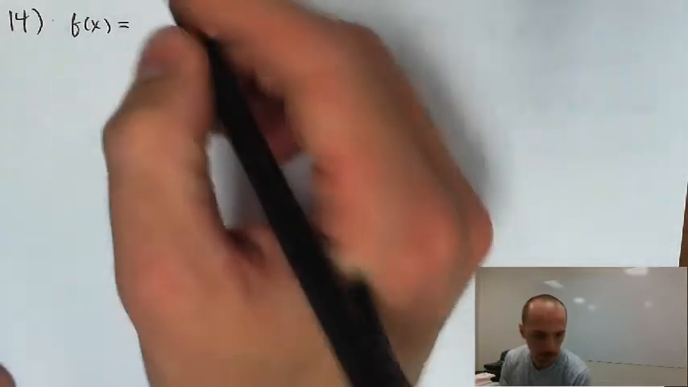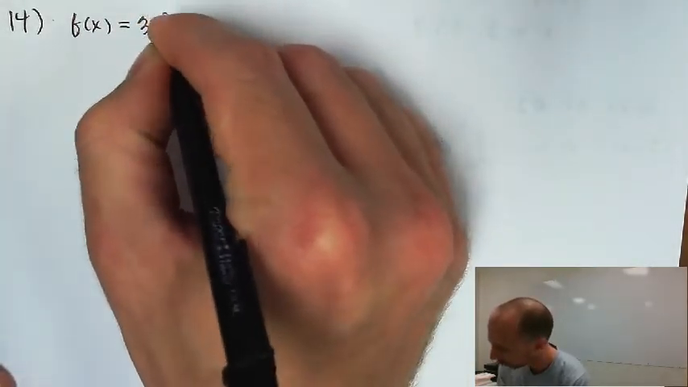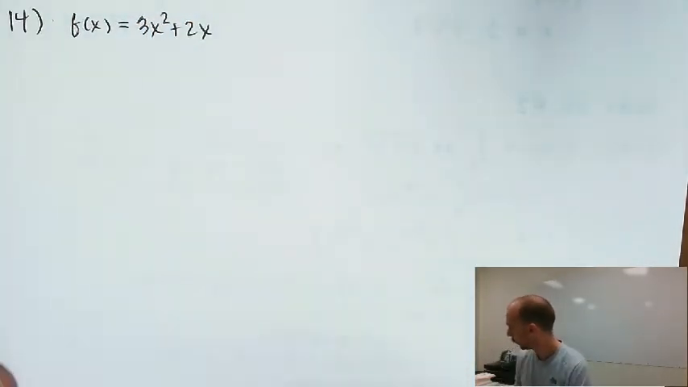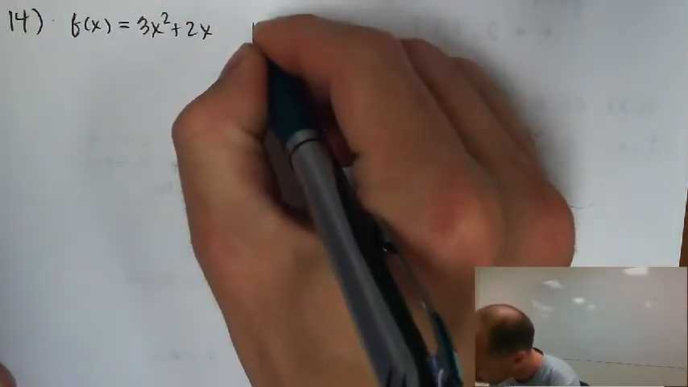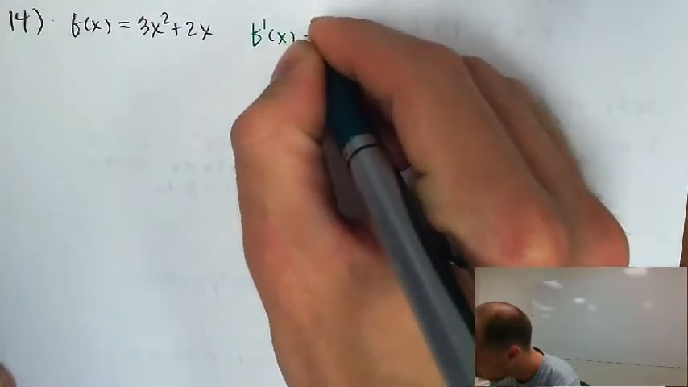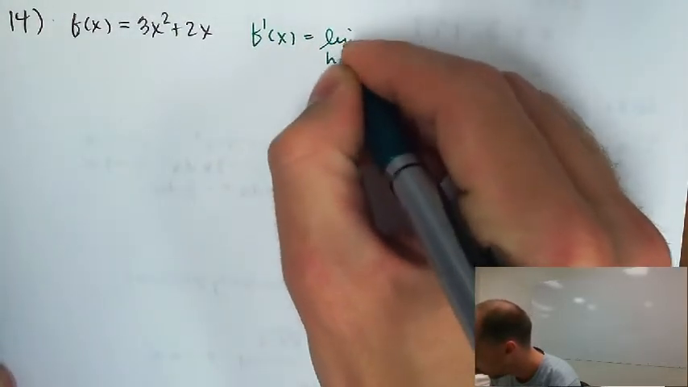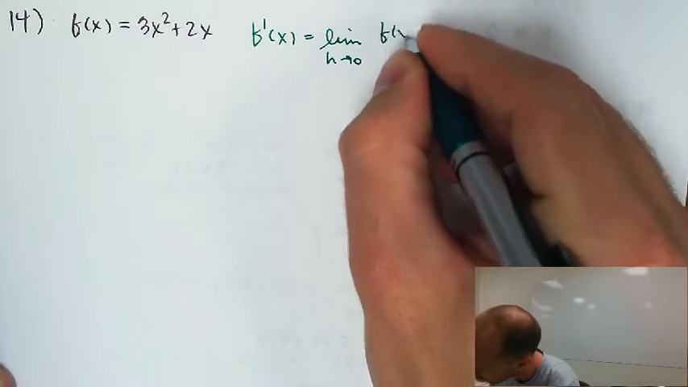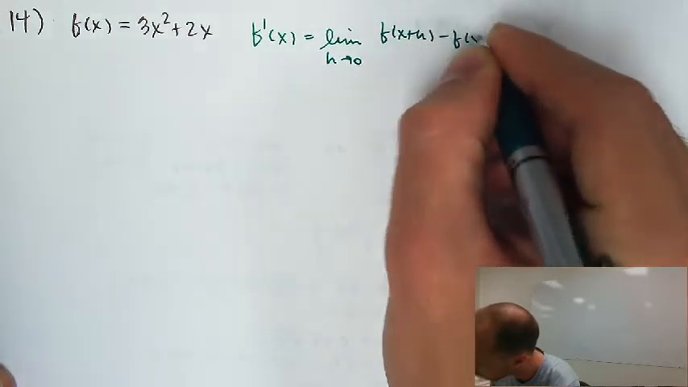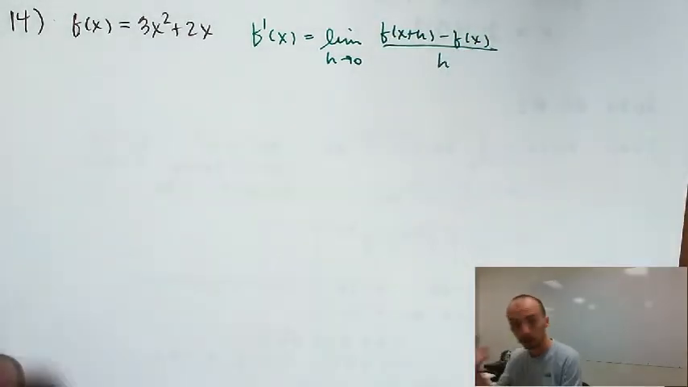So number 14 is... Okay, yeah. The limit definition of the derivative. So f of x is equal to 3x squared plus 2x. But also, the definition of the derivative is f prime of x equals the limit as h approaches 0 of f of x plus h minus f of x divided by h.